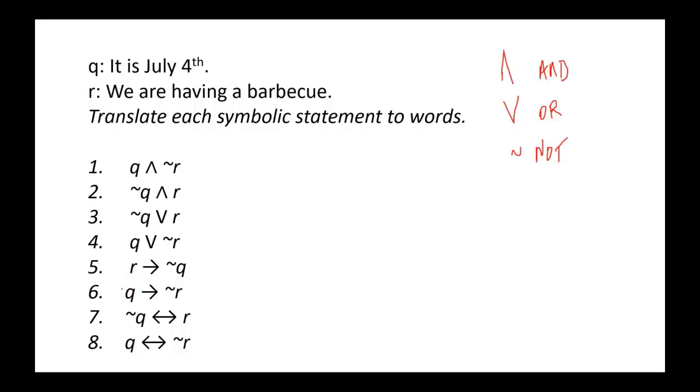Number 6, if it is July 4th, then we are not having a barbecue. This is making me hungry. Number 7, it is not July 4th if and only if we are having a barbecue. That means it's really true both directions. It wouldn't matter which side you started on. But the double-sided arrow translates as if and only if. So number 8, it is July 4th if and only if we are not having a barbecue.